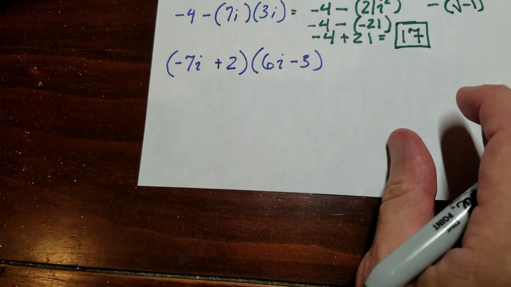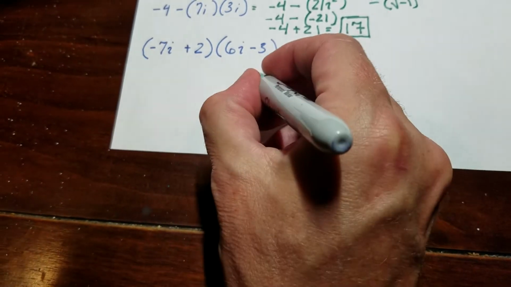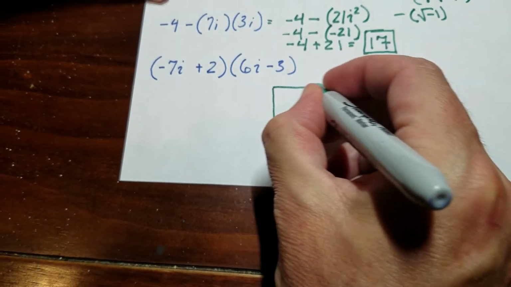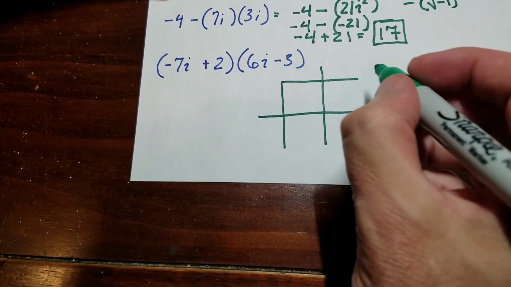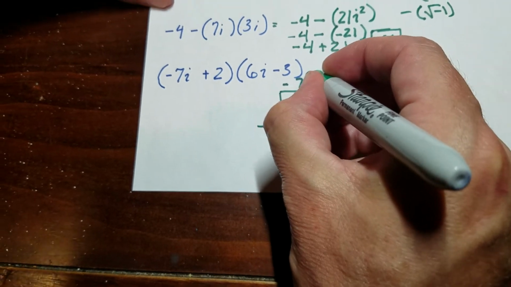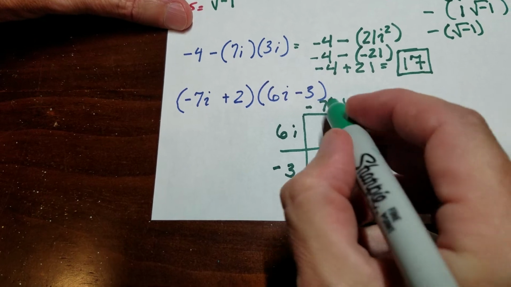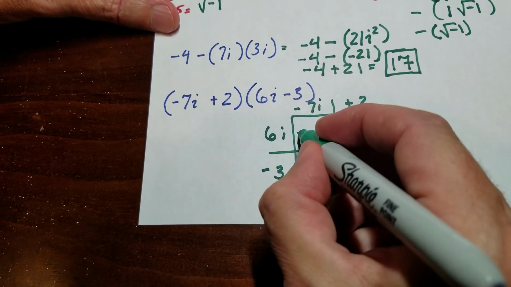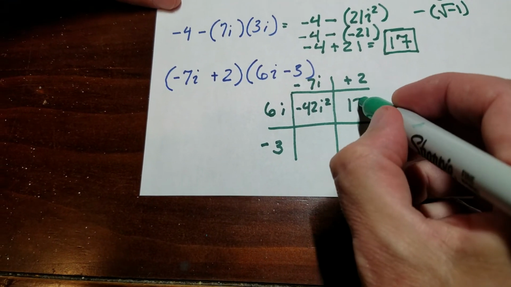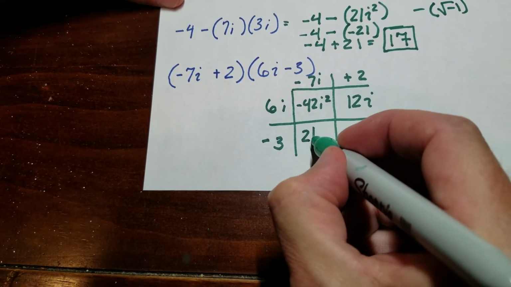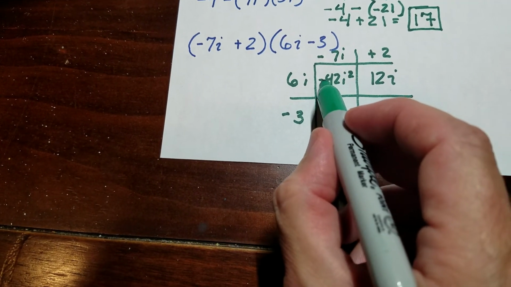Now, if we go to the bottom one here, you've got binomials. Now, you can use FOIL, but again, when I do binomials, I like to put them on these generic rectangles or multiplication area models. So I have minus 7i plus 2, and I have 6i minus 3. So this would be negative 42i squared. This would be 12i. This would be 21i. And this would be negative 6.